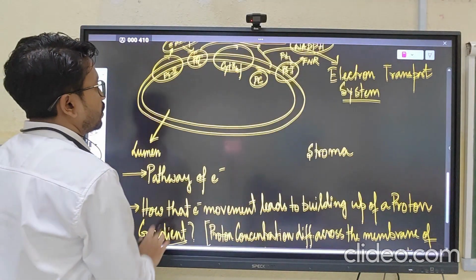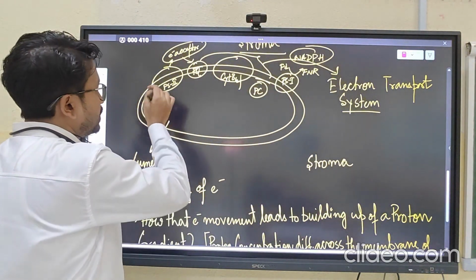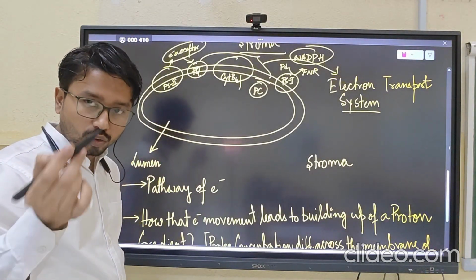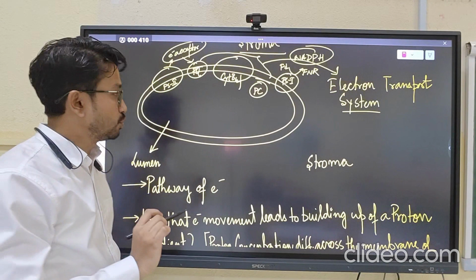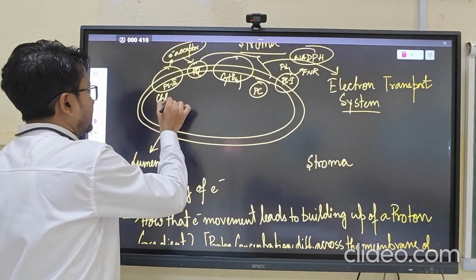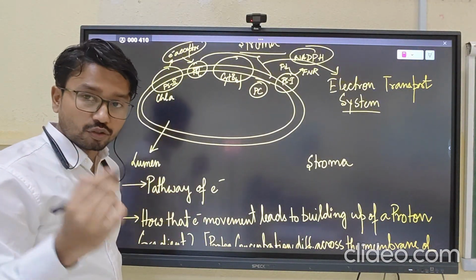Okay, now coming back here again. See, PS2 is the first photosystem. The chlorophyll a molecule of the LHC of PS2 is the first molecule that releases the electron.